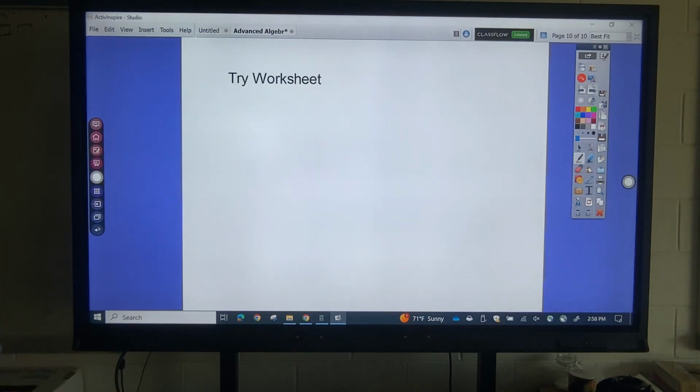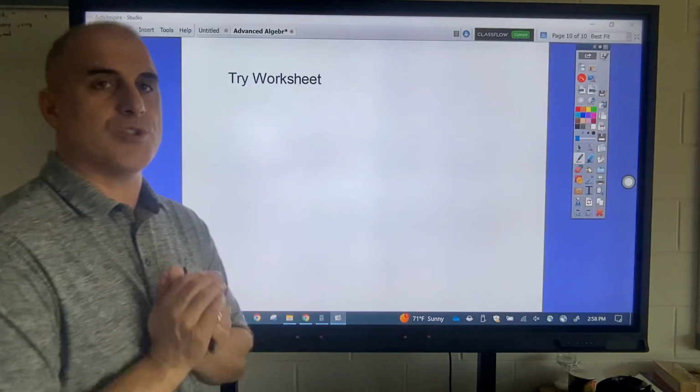So I have a worksheet for you to do for regression. The big thing with regression: see if that R squared is closest to 1.